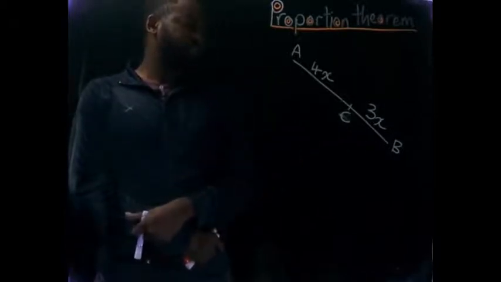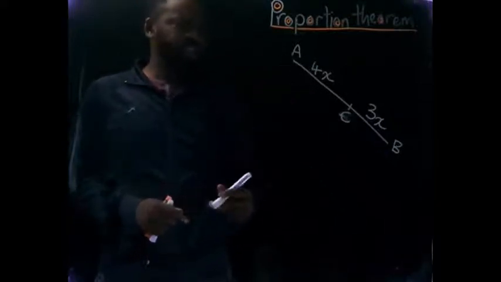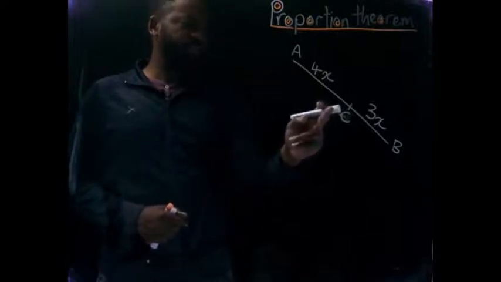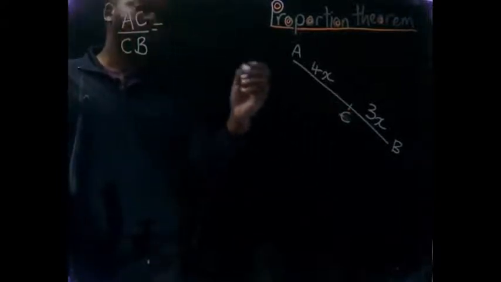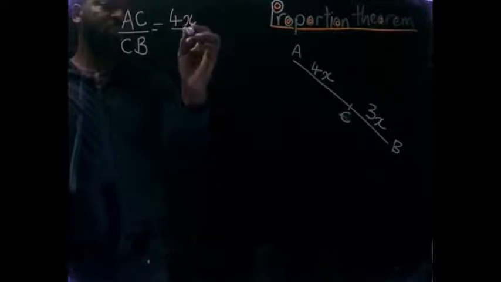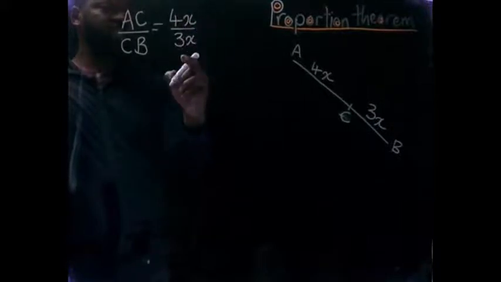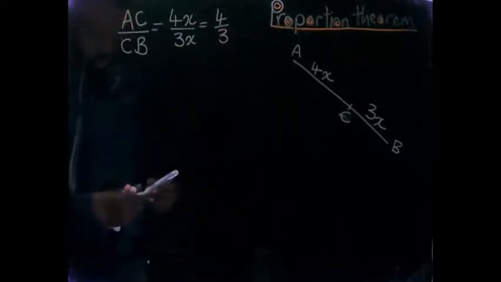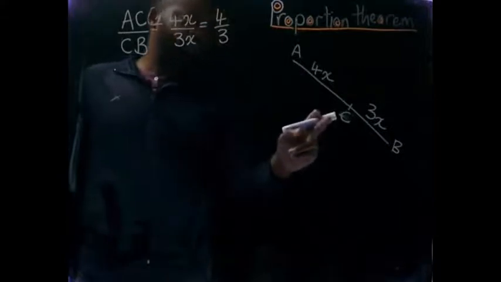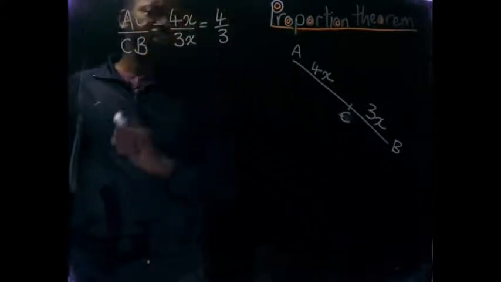We have divided this line AB into an interesting ratio, or in proportion. Because if I take the ratio of AC over CB, what am I going to get? If I say AC divided by CB, I will divide 4x over 3x. The x's can cancel. This simplifies to 4 over 3. So side AC and side CB have been divided into proportion.